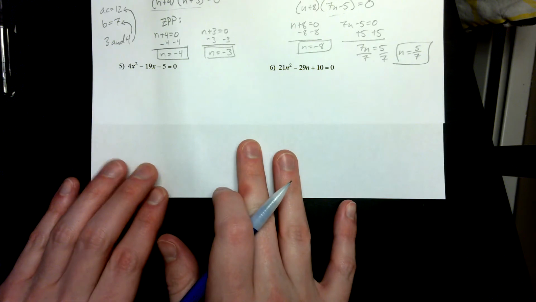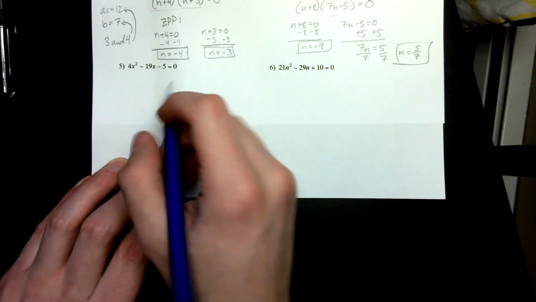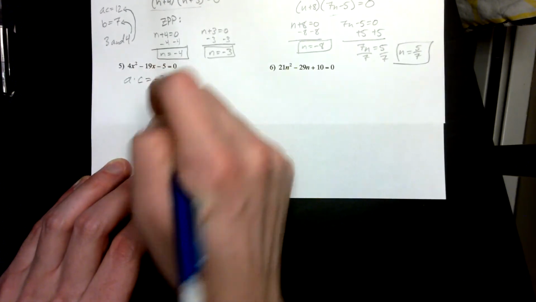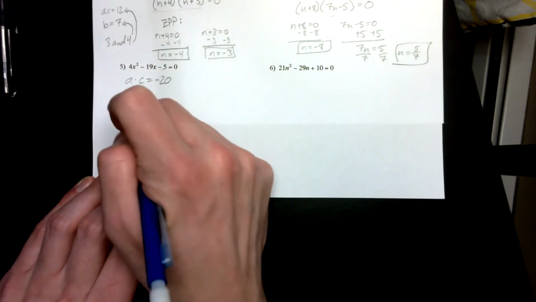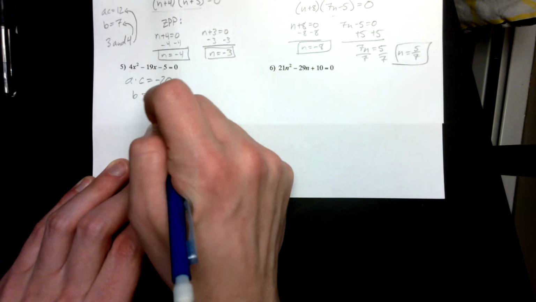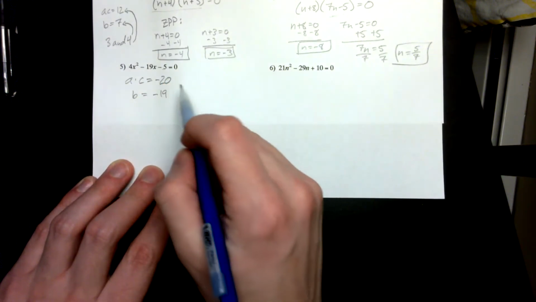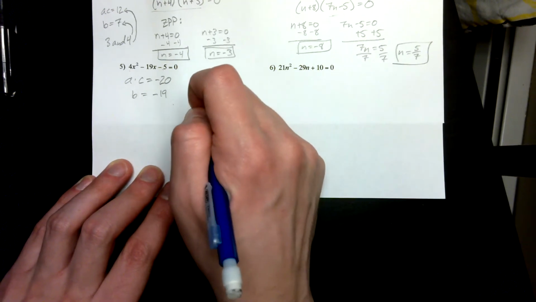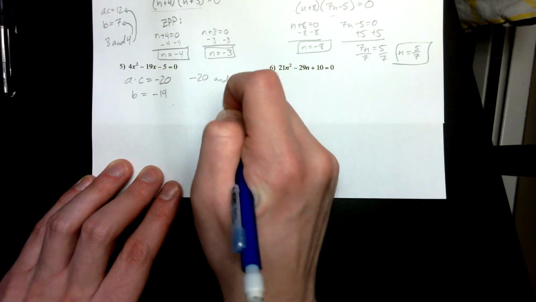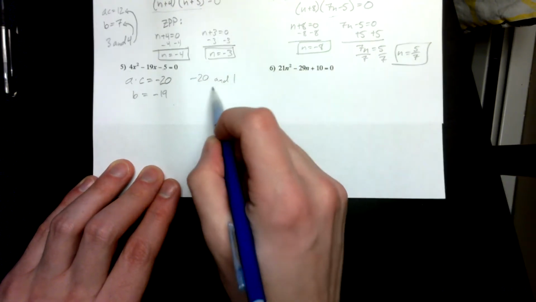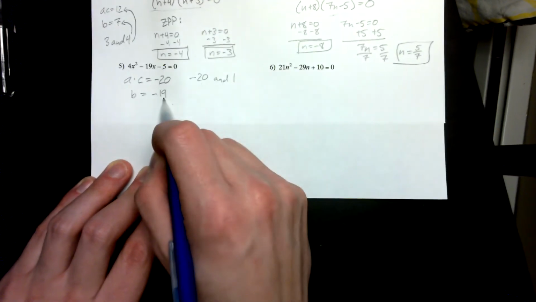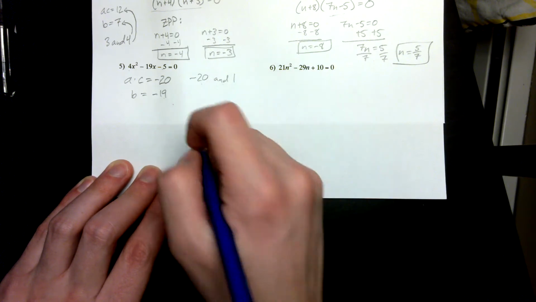Okay, on the next one, the numbers are a little bit more comfortable for me here. So a times c is negative 20 because I have 4 times negative 5. B is negative 19. So what are two factors of negative 20 that add to negative 19? Well, in my head, I'm like, you know what? It's probably negative 20 and 1 because negative 20 and 1, they multiply to negative 20 and they add to negative 19. So box method.